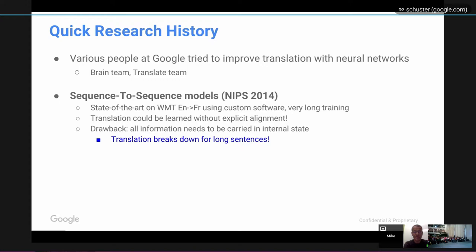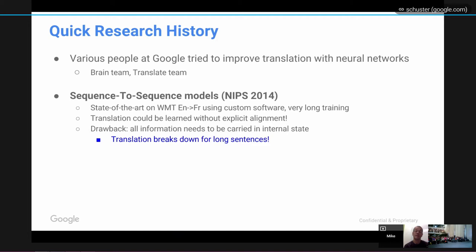So what happened then was that in NIPS 2014, so basically just 2 years ago, a paper came out which showed that you can do neural translation just with a neural network by using sequence-to-sequence models. And those were people actually here at Google who had built a system on a research database. It's called WMT, which has like 12 million sentence pairs. And they showed that on the direction from English to French, they got very good results. In fact, state-of-the-art results. The problem was that it took a very long time to train.